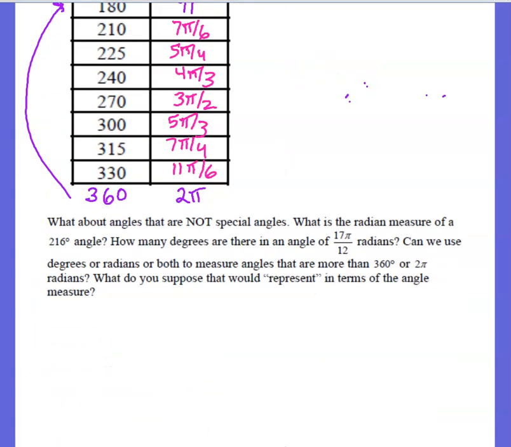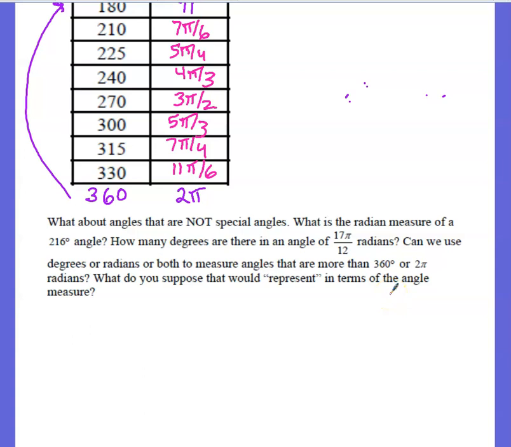All right. So what about angles that aren't special? Maybe not all of them are these special 30, 60, 90, 45 angles that we used a lot in geometry and so on. What if I have something different like 216 degrees and I want the radians? Or how many degrees are there in 17 pi over 2 radians? What if I want to go back to degrees? How can we go back and forth? So how could we find that?